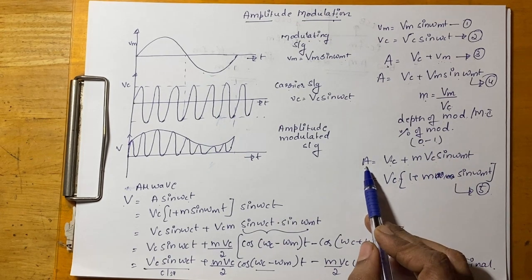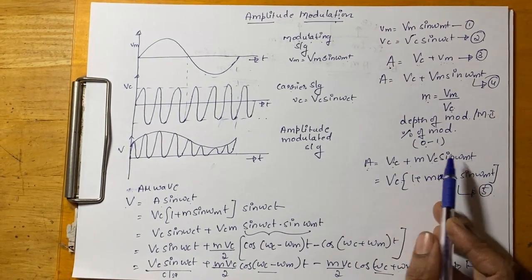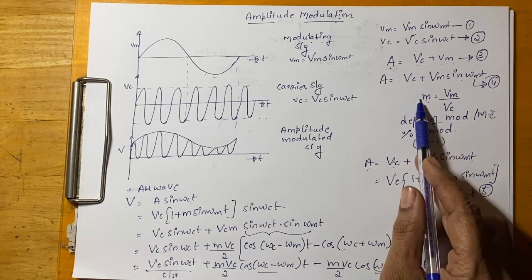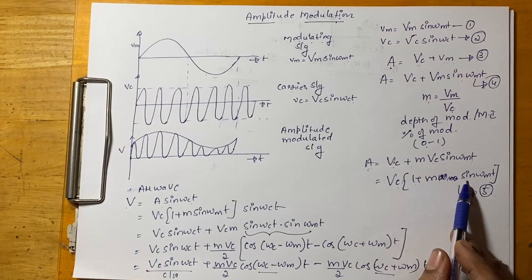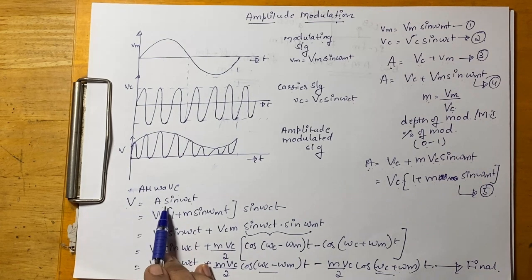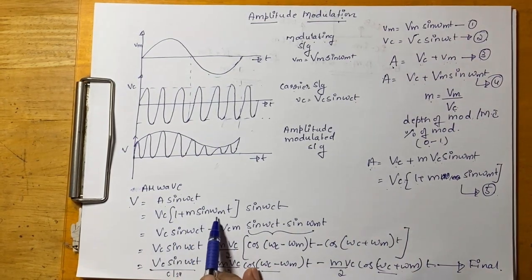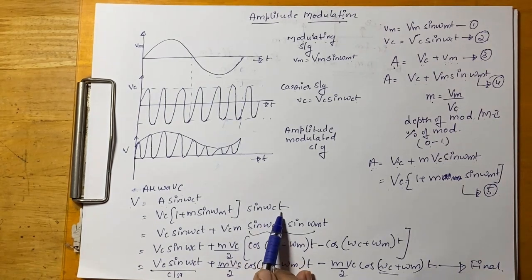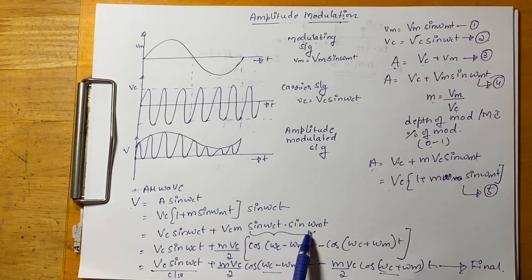We can represent this as A equals Vc plus M into Vc sine omega mt, that is, we are taking Vm equals M into Vc. Now taking Vc common, Vc into 1 plus M sine omega mt. The voltage of an AM wave V equals A into sine omega ct. Representing A here in this equation, Vc into 1 plus M sine omega mt into sine omega ct. Rearranging the equation, Vc sine omega ct plus Vc M into sine omega ct into sine omega mt.